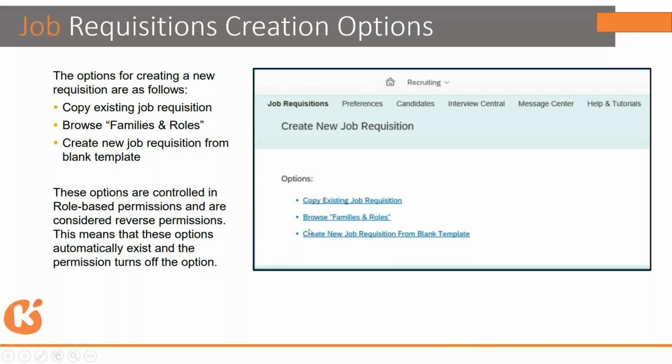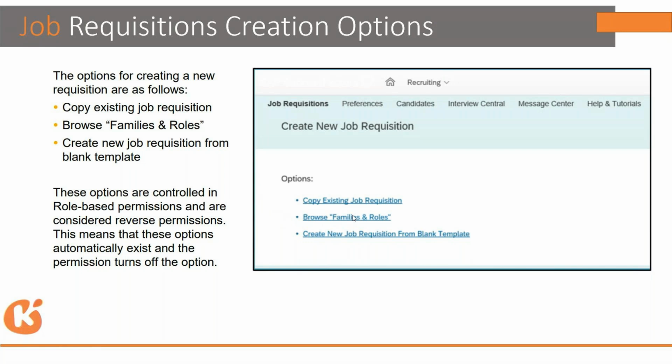Then you have browse families and roles. What are families and roles? There are certain templates which are already there in the system, and if you want the system to assign that particular job requisition, it will automatically take it from that template. So that is how your families and roles work.